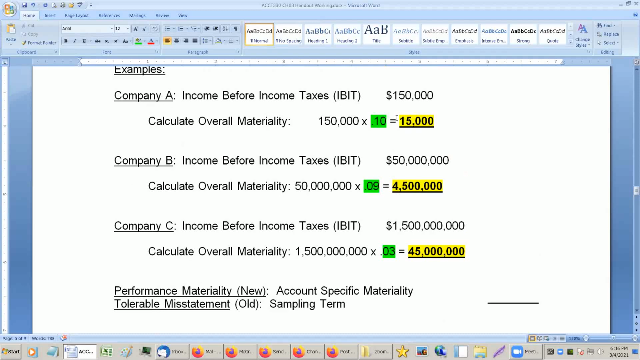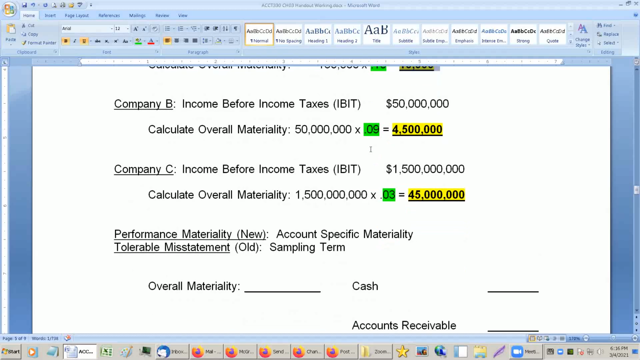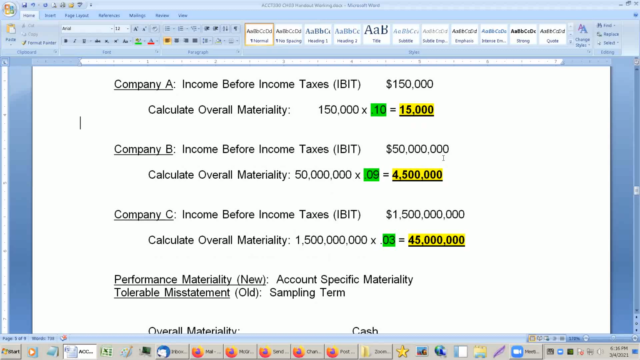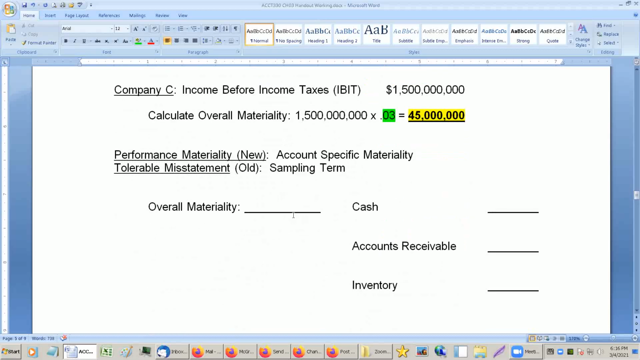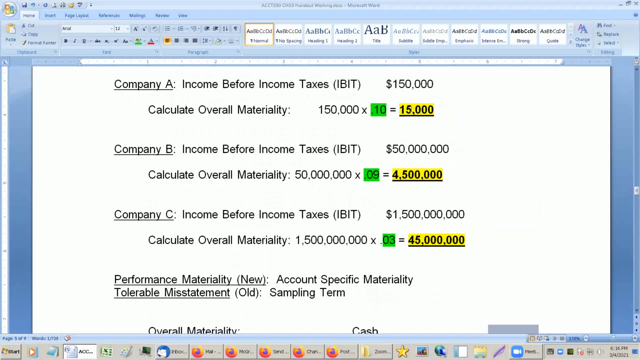And basically what you do is you take whatever you came up with, a material amount, and say, okay, how much, now, this is for the entire financial statement. So let's say company A. They have 15,000, that's for the entire financial statements. We're saying that if these are misstated by $15,000 in total, the financial statements are misstated. Okay, well, here's the problem though. When you're looking at individual accounts, you're probably going to be looking for misstatements that are less than that total.